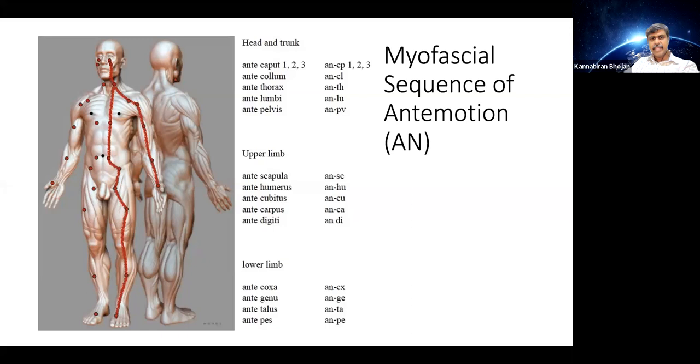So when you start from the head and trunk, you can see the myofascial sequence: anti-caput 1, 2, 3, anti-column, anti-thorax, anti-lumbi, anti-pelvis. And then coming to the upper limb: anti-scapula, anti-humerus, anti-cubitus, anti-carpus, and anti-digiti. Similarly, in the lower limb, you have anti-coxa, anti-genu, anti-talus, and anti-pes.